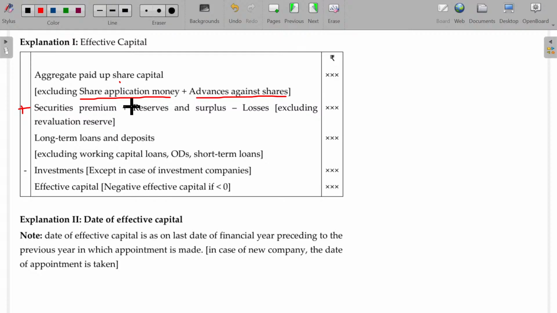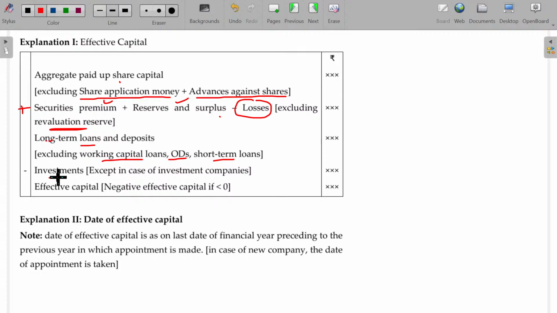Reserves and surplus, securities premium, all the accumulated profits will be taken. If there are accumulated losses, that should be subtracted. But revaluation reserve should not be considered, because revaluation reserve is not in the form of cash and should always be eliminated in your overall calculations. And long-term loans and debt can be added, but it should not include working capital loans, OD, or short-term loans. You have to take only the long-term loans.